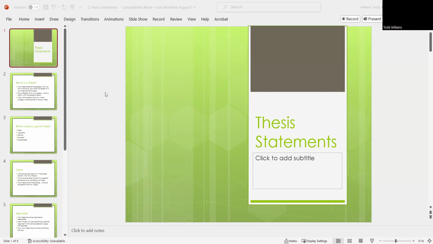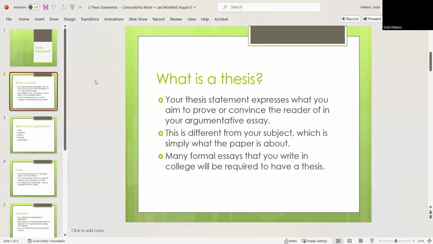A lot of people will say that a thesis is what the essay is about, or the subject of the essay, but that's not exactly right. A thesis is what you're trying to prove or convince your reader of in your argumentative essay. So the thesis is what you're trying to argue, not just what it's about, right? But what specifically you're trying to say about this thing. So again, many formal essays that you'll write in college will be required to have a thesis.